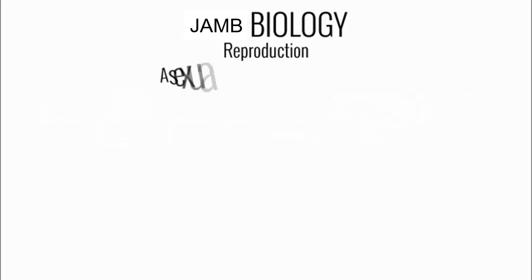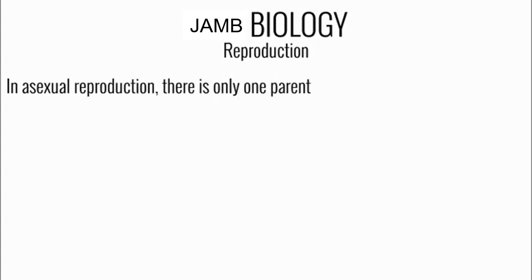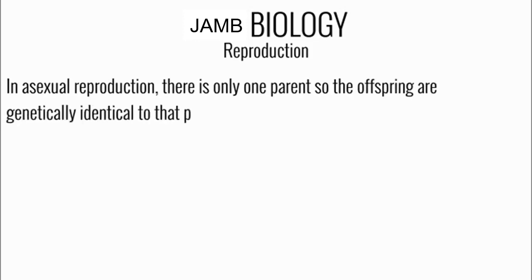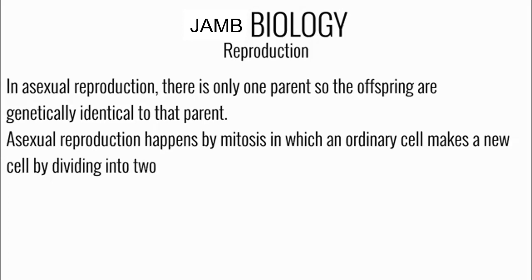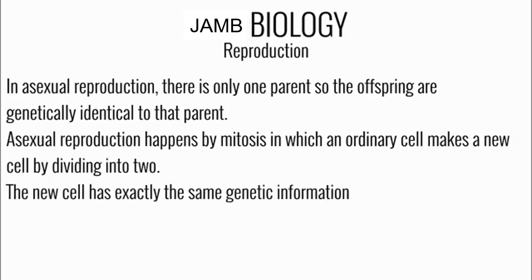Let's also consider the asexual reproduction. In asexual reproduction, there is only one parent, so the offspring are genetically identical to that parent. Asexual reproduction happens by mitosis, in which an ordinary cell makes a new cell by dividing into two. A new cell has exactly the same genetic information as the parent cell, and this is called a clone.